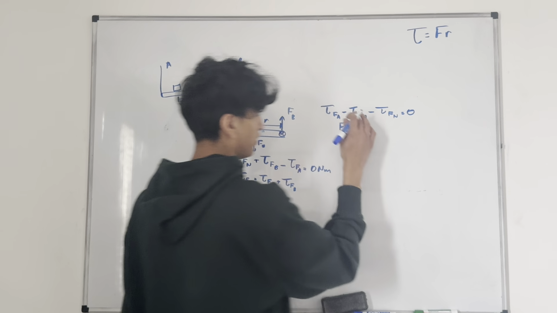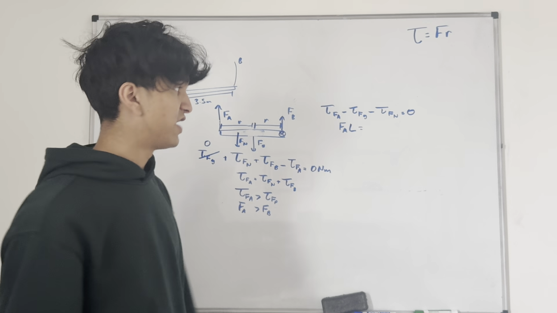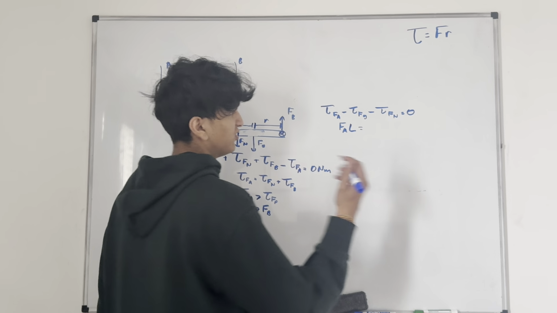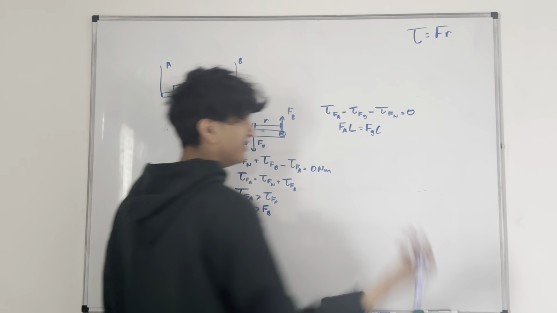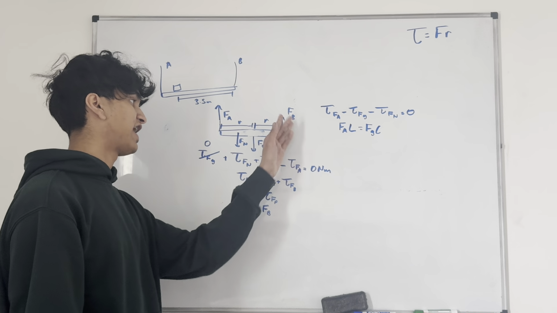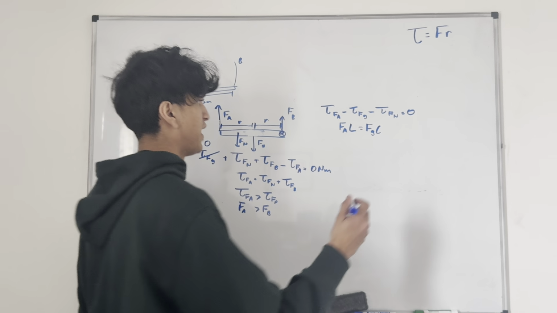Equals, if I add them to both sides, we get the torque by Fg plus the torque by Fn. So Fg, that's the weight of the board. Now, what distance from this axis of rotation does it act? It acts half the distance, right? Because the center of mass is in the middle.